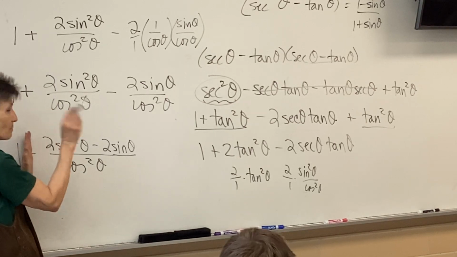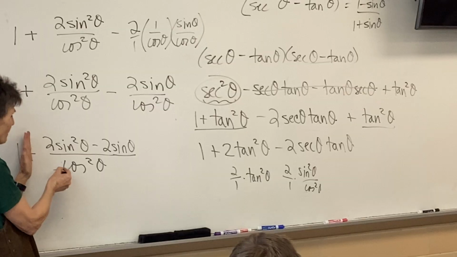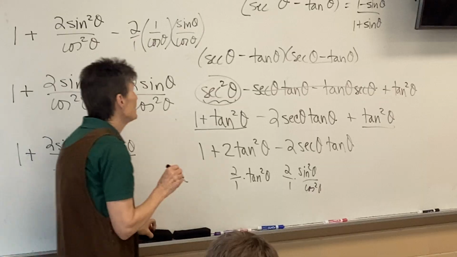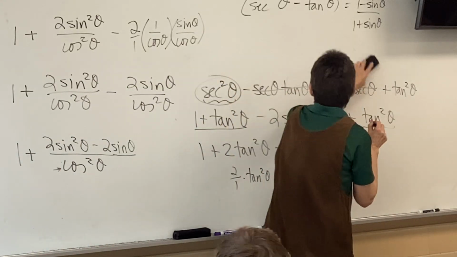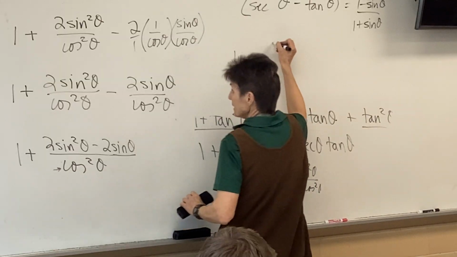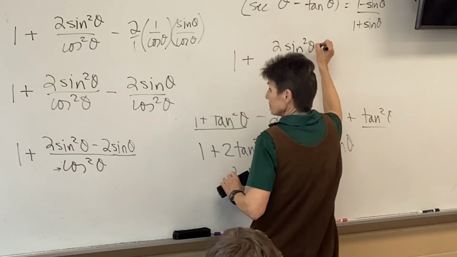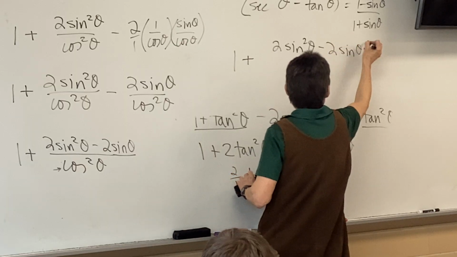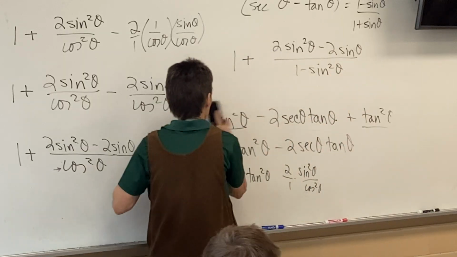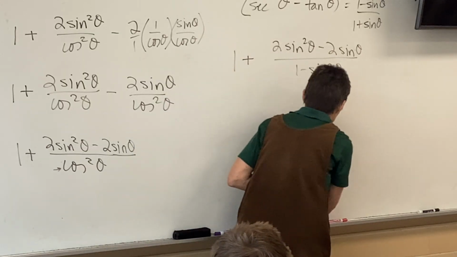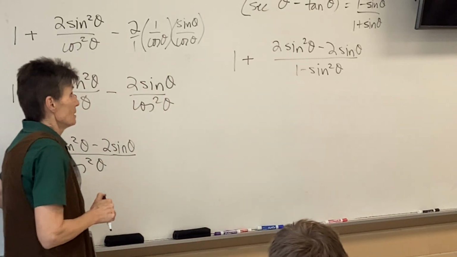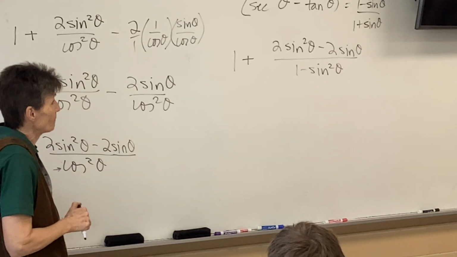Michael says it's supposed to be sines. What about that guy right there? 1 minus sine squared. So I'm going to go ahead and write what we have, and I'm going to make my denominator 1 minus sine squared, because that's what cosine squared is. You should have that written down on your paper or committed to memory. Cosine squared is 1 minus sine squared.